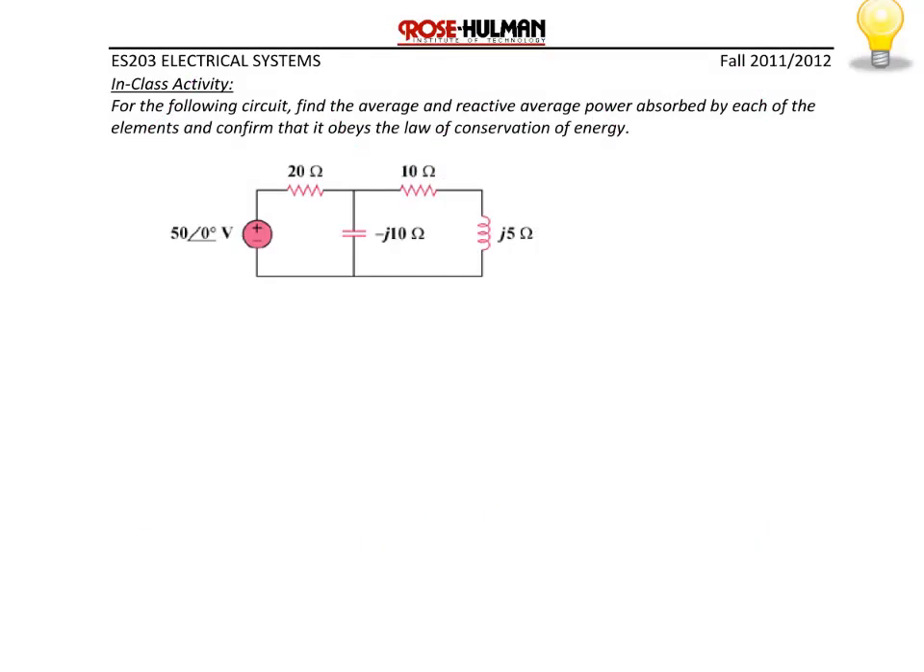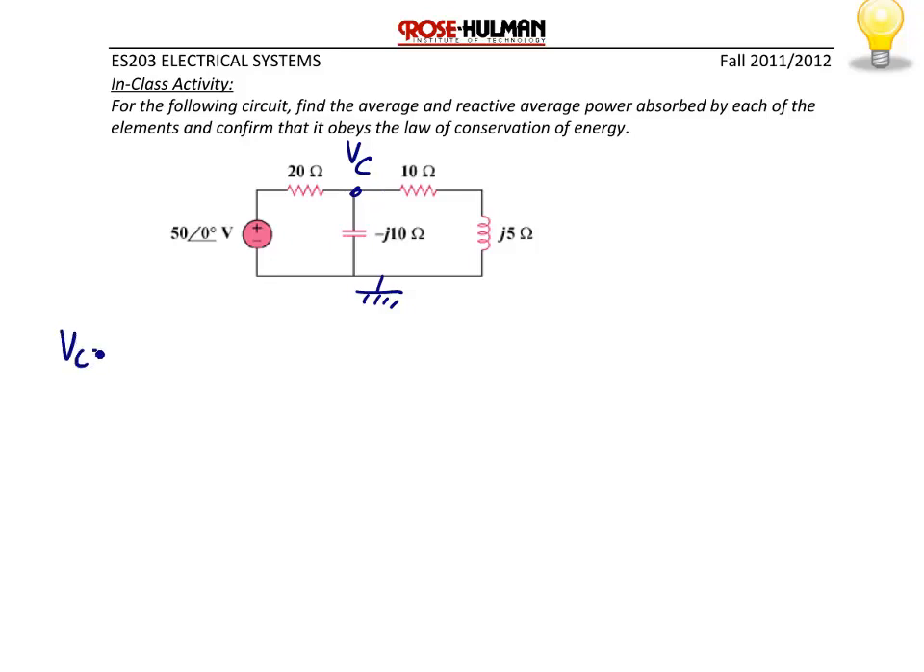So just like we could confirm that a DC circuit obeyed the law of conservation of energy, we can also confirm that an AC circuit obeys the law of conservation of energy. The difference is now we don't just look at average power, but we also have to look at the reactive power. So we're going to find the average and reactive power for each of the elements in this circuit and show that it does indeed obey the law of conservation of energy. First thing we're going to do is use the node voltage method, or KCL, to solve for the voltage at this node, which we will call VC for the voltage across the capacitor.